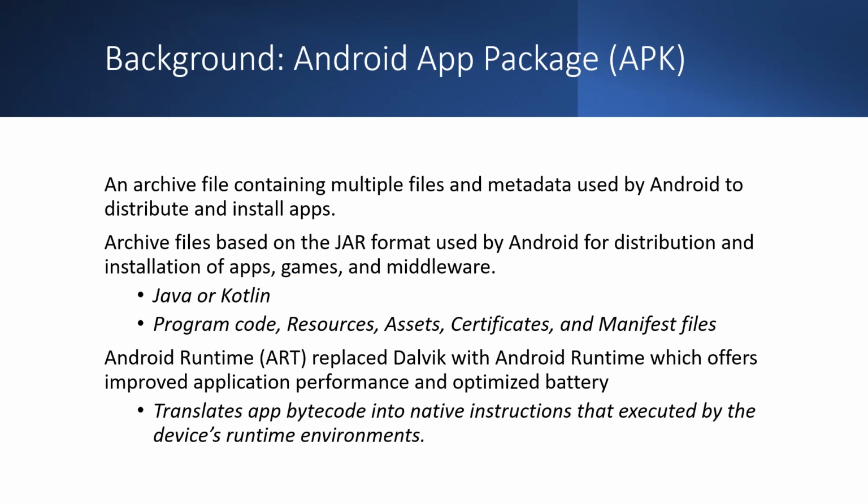An Android app APK is an archive file that contains multiple files and metadata used by Android to distribute and install apps. Archive files are based on the jar format used by Android for distribution and installation of apps, games, and middleware. These can be written in Java or Kotlin. Program code, resources, assets, certifications, and manifest files are contained within the APK.